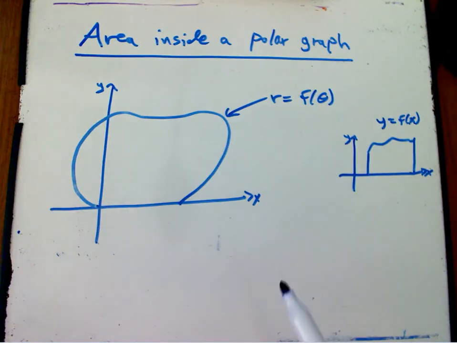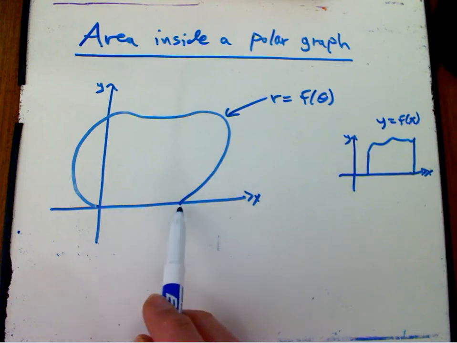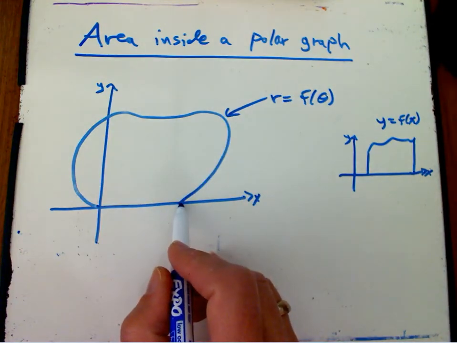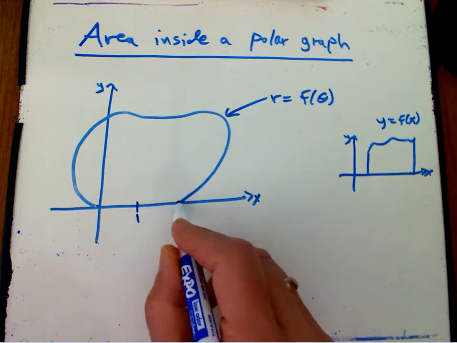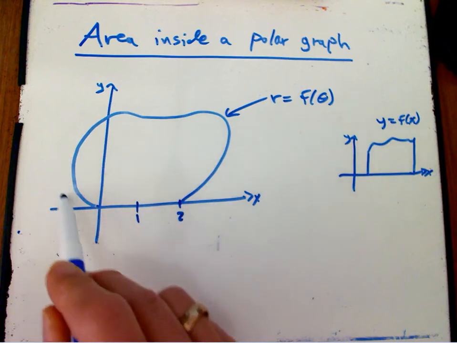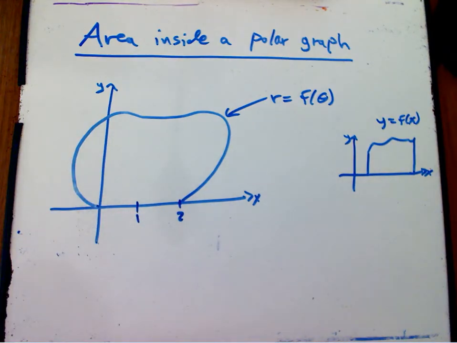Now it's time to do the area inside a polar graph. We're going to do this for our specific example in a minute, but I do want to talk a little bit about the general story. So we've got some sort of graph, r equals f of theta. I've got something where at theta equals 0, let's say r equals 2, then it increases, wiggles a bit, and then actually comes back down to 0 right at theta equals pi, for example.